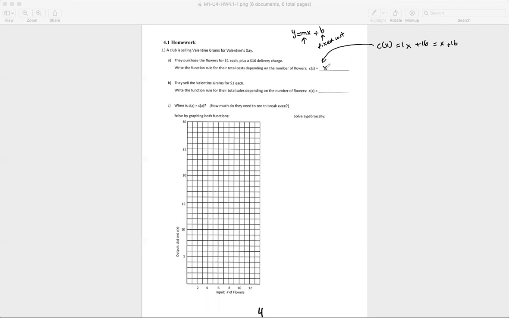So the answer here should be what? x plus 16. And remember, when you don't have a number in front of x, to the left of x, that's a hidden one, right? It's 1, slope is 1. That's $1 per flower.